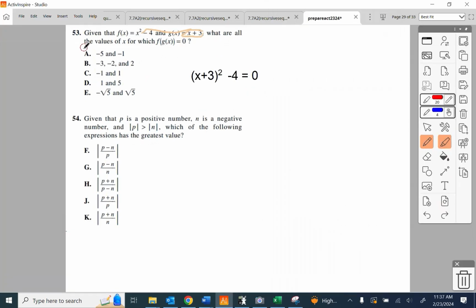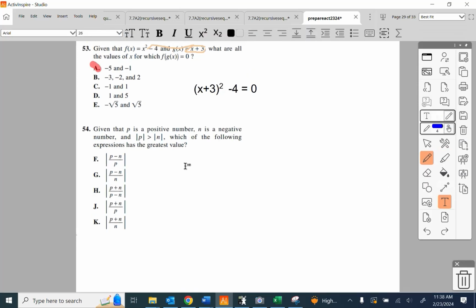And there's other ways of doing this problem, no doubt. Again, I didn't say I was necessarily going to be showing algebra in these things. Given that p is a positive number, n is a negative number, and the absolute value of p is greater than the absolute value of n, which of the following expressions has the greatest value? Now, what you are going to have to do, because you can cheat your way through this, but you are going to have to create a value of p.